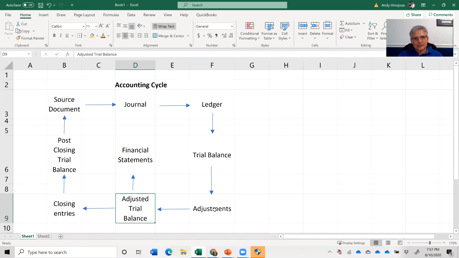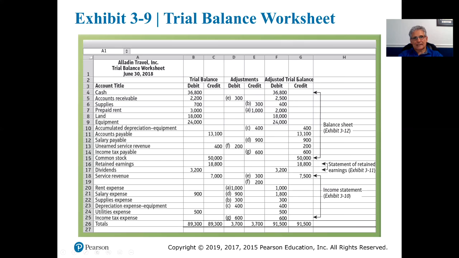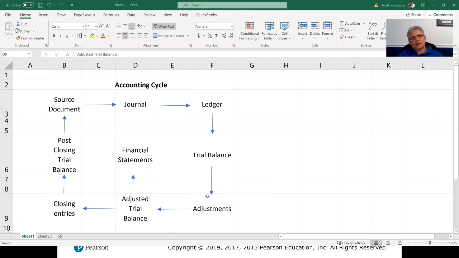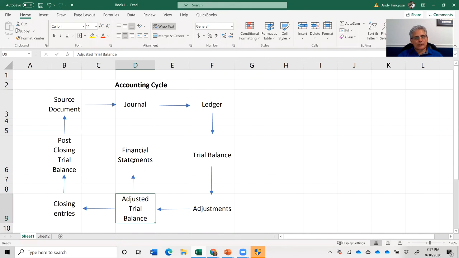Well, that's consistent with what I explained here. After we've made the adjustments, we've gone through the cycle, we create an adjusted trial balance. That's here. Debits equal credits. You see that? Debits equal credits. Now from here we can create financial statements.